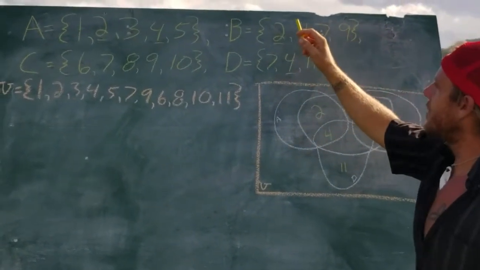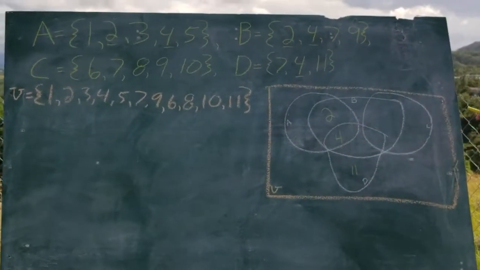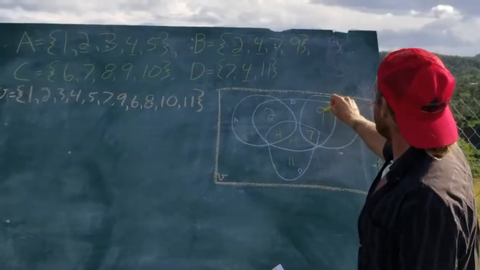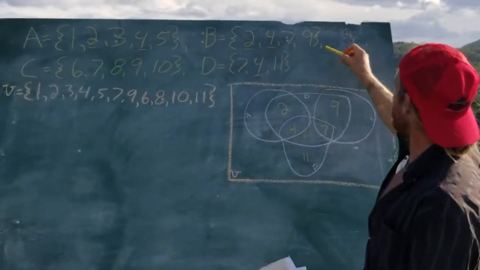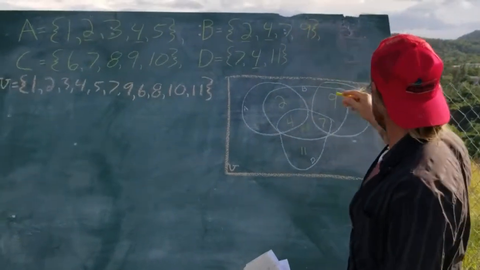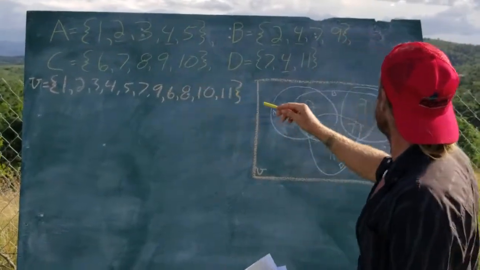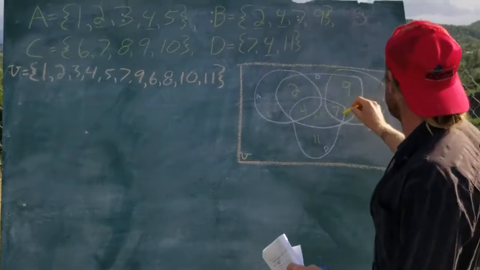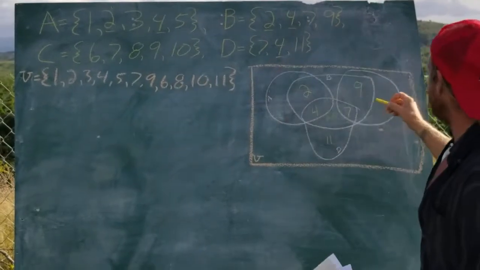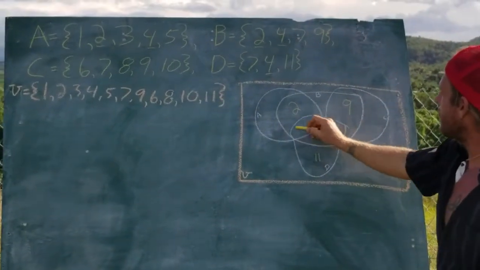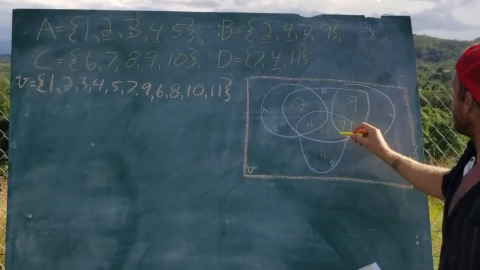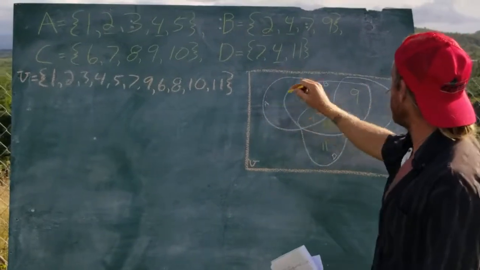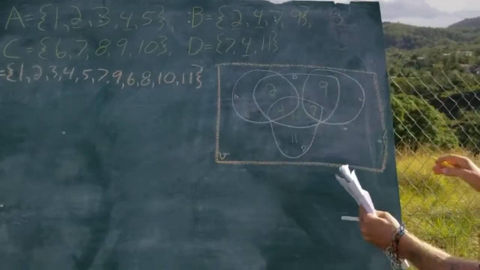Well, they are shared with C. So where's the spot for B and C? Okay, so we have the element 9 as being part of B and also C. The element 7 is a part of sets B, C, and D. So this spot here, similarly to what 4 was, is an element common to C, D, and B, and 4 was an element common to A, B, and D. We can see that there.